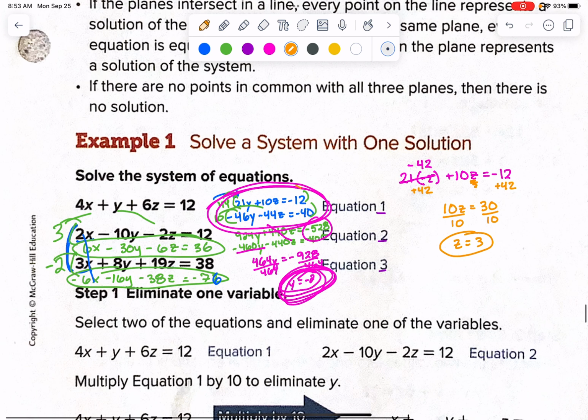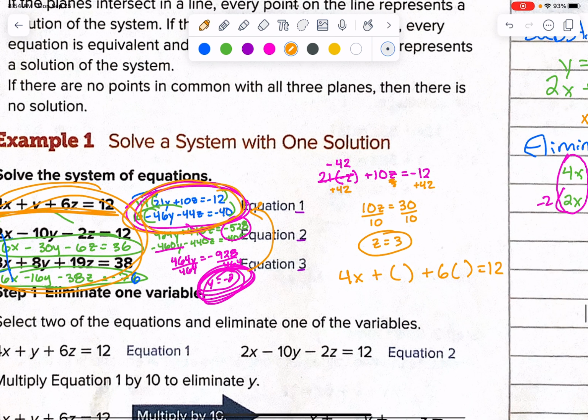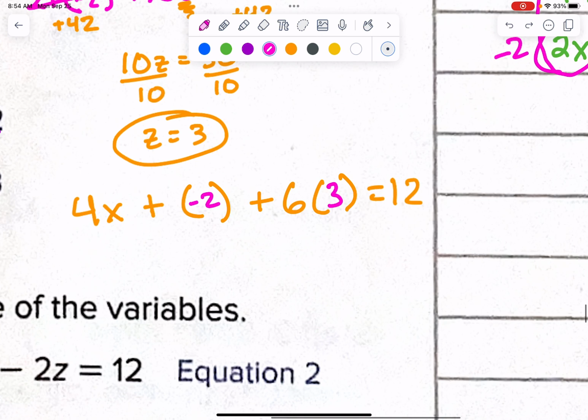So I can go back here. So we went back one previous step to find the next variable. Now we can go back to any of these original ones to find x. Okay, I'm just going to go to the top one right here, if you can even see it. It says 4x plus y plus 6z equals 12. Okay, all right, this guy was y and he is negative 2. And this guy is z and he is 3. Okay, and I'm plugging them in there. Again, I could have chosen any one of these three equations to do that. Okay, I just chose the top one.